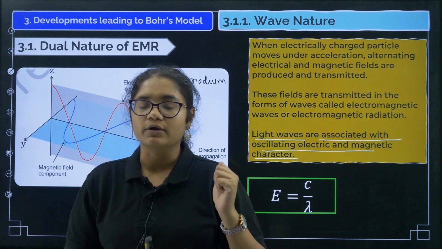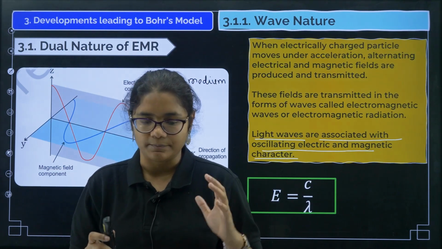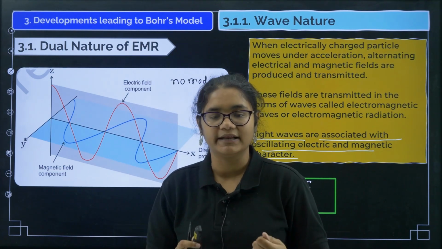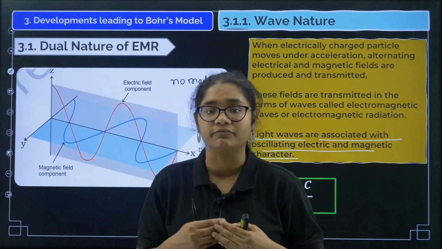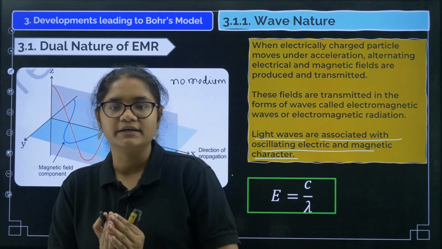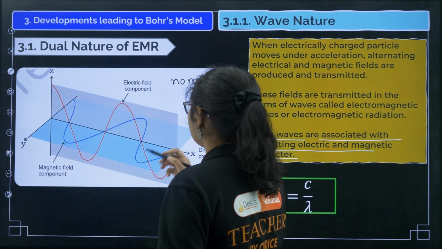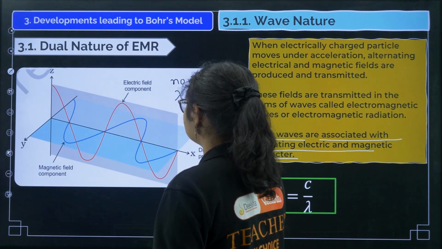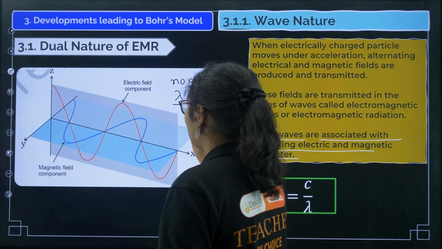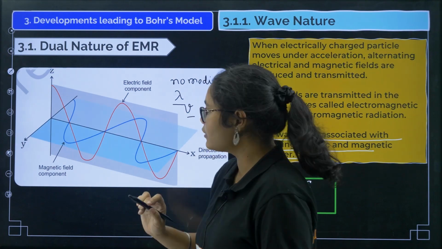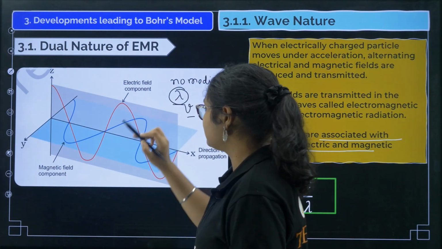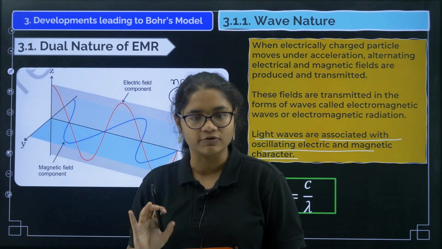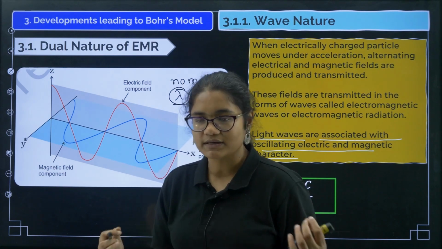So we are talking about electromagnetic radiation. Now this electromagnetic radiation has some properties of a wave. What are these properties? We have two important terms here: wavelength and frequency. What is wavelength? We do not have to know the definition for KCET, we just need to understand what wavelength is.